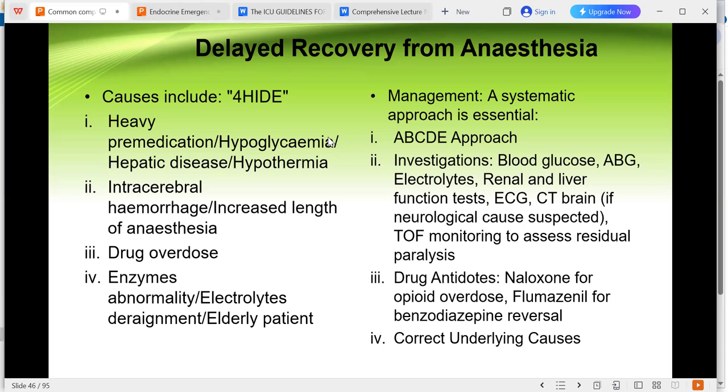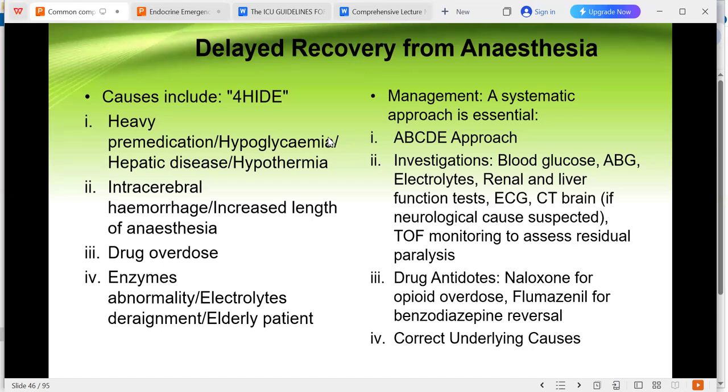So you have a case of delayed recovery in your hands. How do you manage? It's important. Don't panic. A systematic approach is usually very essential. Go through your ABCD approach, look at the airway, the breathing, the circulation, look at any other disability. Then investigations. Is this patient hypoglycemic? You can do a random blood sugar test, obtain an ABG to look at the ventilation and oxygenation status of this patient. Electrolytes, most of the time your ABG will give you electrolytes. Renal and liver function tests depend on the degree of delayed recovery.